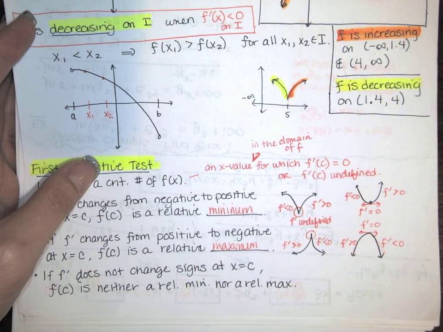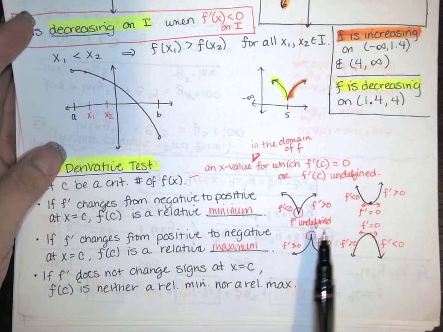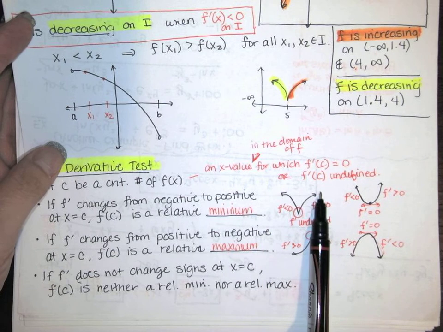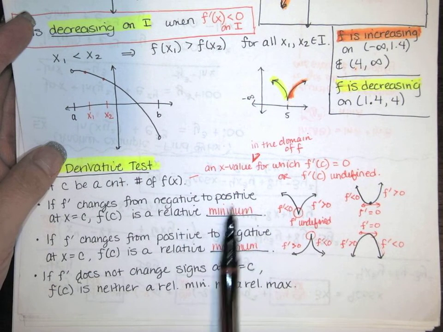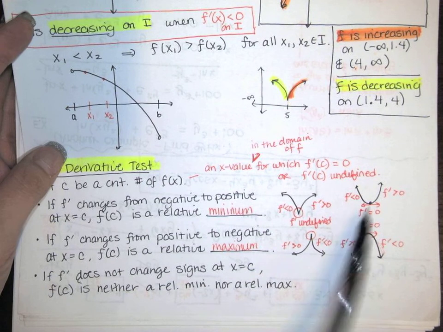I don't memorize this. I literally draw pictures every time. If it goes from negative to positive and I know the slope is undefined, I draw that. If it goes from negative to positive and I know the slope is 0, I draw that. And I say, I have a relative min.